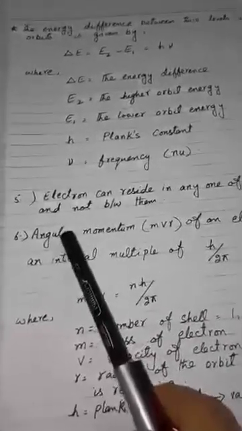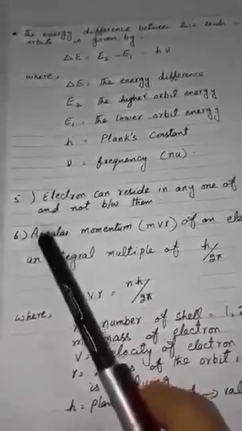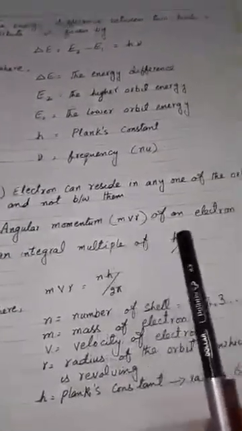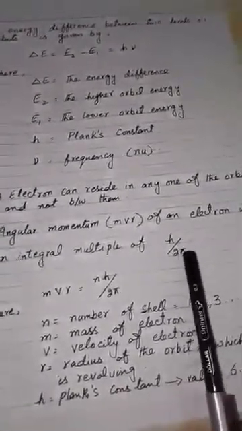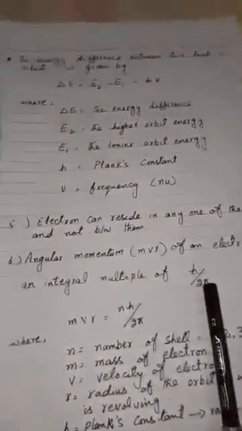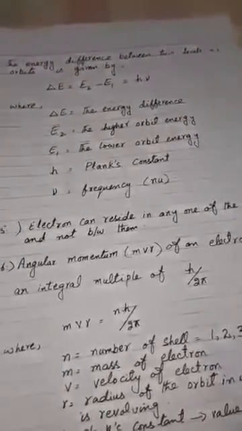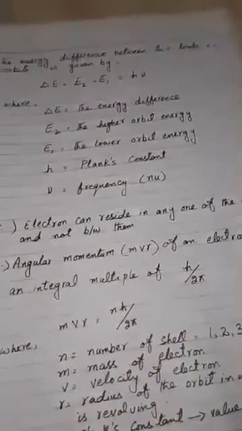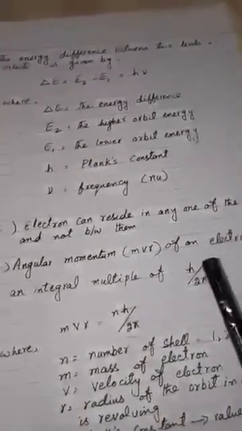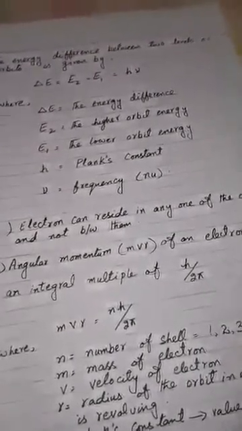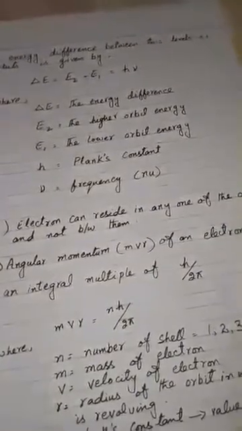Then we come to the sixth assumption of Bohr, that is angular momentum mvr of an electron is an integral multiple of h by 2 pi, right? You know, dear students, that every moving object possesses a momentum, which is the product of its mass and velocity. Every moving object has a particular mass and particular velocity. When we take its product, then it is called its momentum. Simple meaning of momentum is the strength, right?